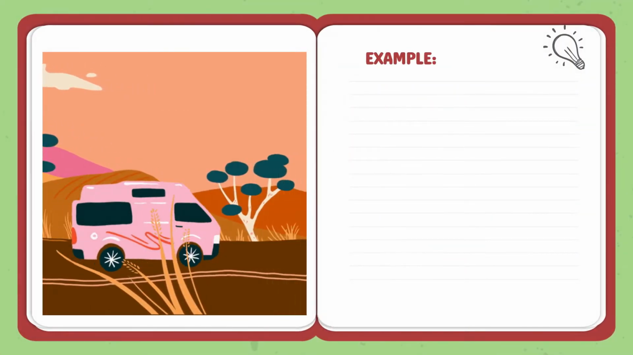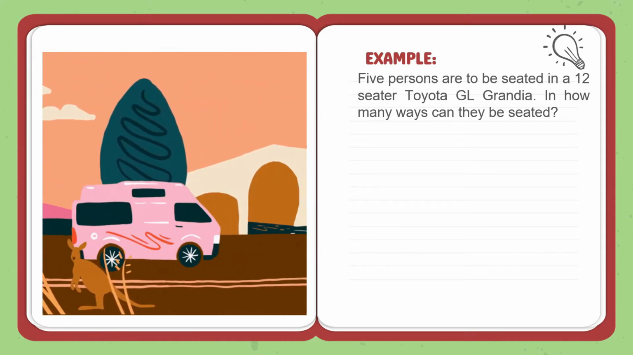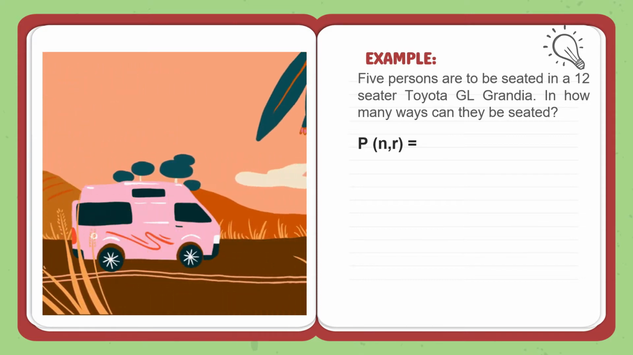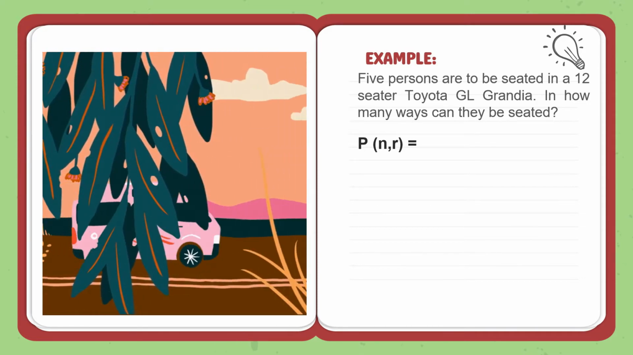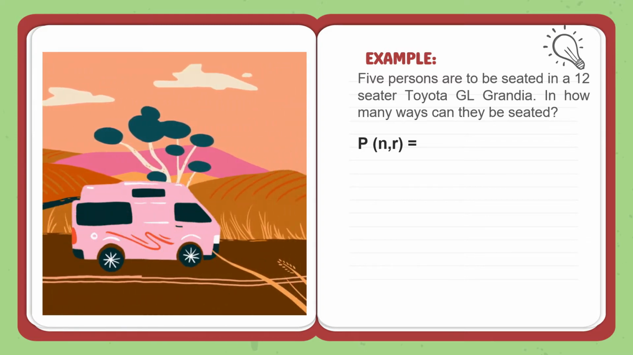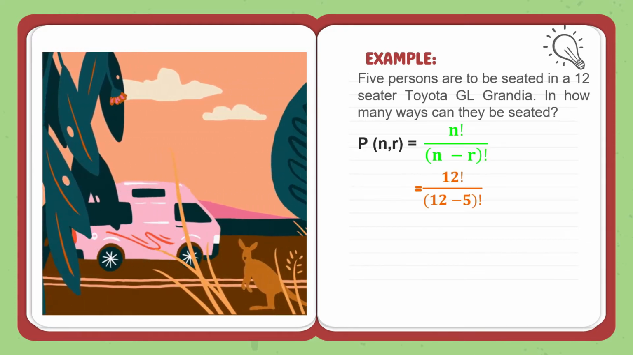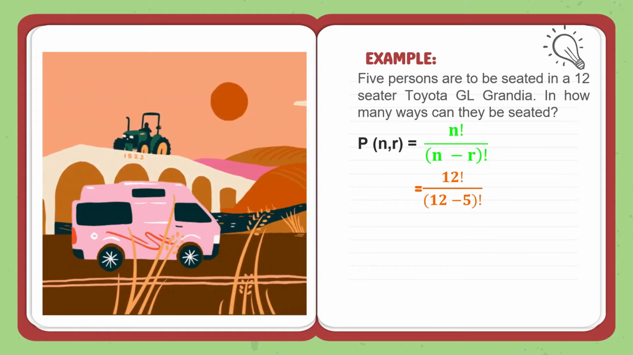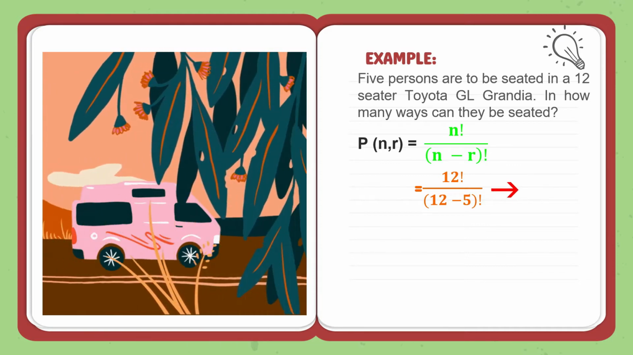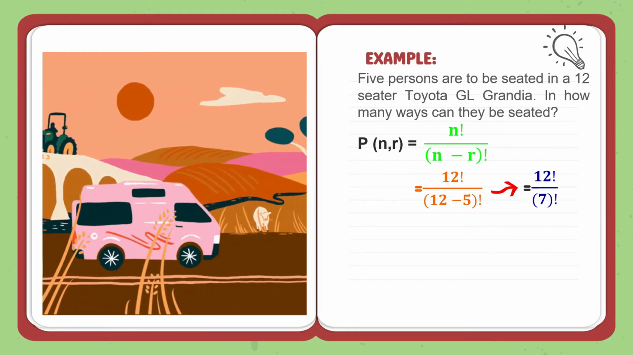Let's have the next example. 5 persons are to be seated in a 12-seater Toyota GL Grandia. In how many ways can they be seated? In here, our n is the 12 seats for the Toyota GL Grandia, while our r is 5, which represents the 5 persons. Substituting this in the formula, we have 12 factorial over 12 minus 5 factorial. Solving 12 minus 5 would give us a result of 12 factorial over 7 factorial.